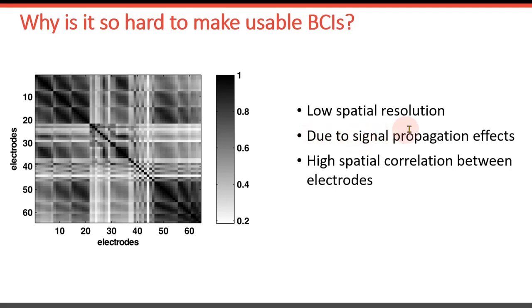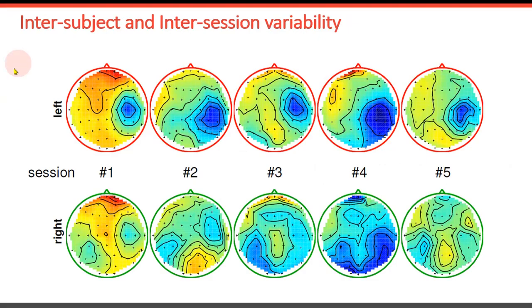This is due to the spatial propagation effect. So from the brain up to the scalp, we have several layers that the signal needs to propagate through. Another known problem, one of the biggest problems, is intersubject and intersession variabilities.